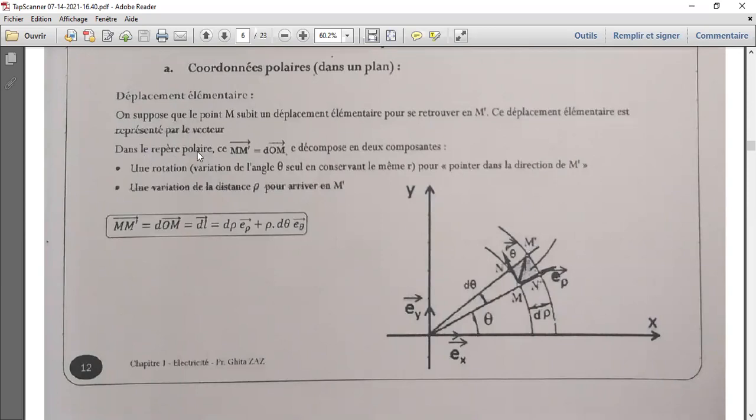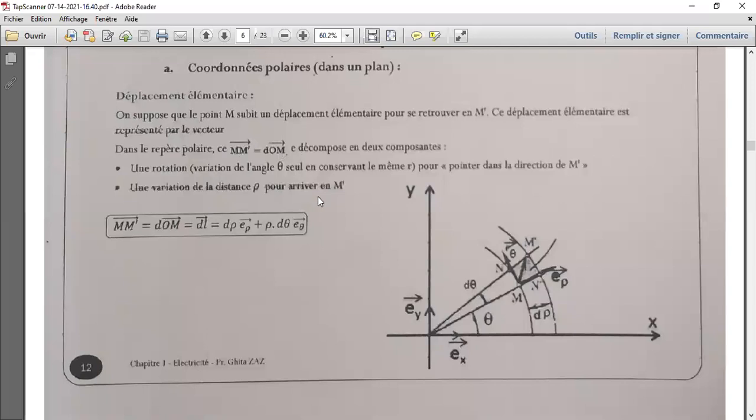Dans le rappel polaire, M prime is equal to déplacement or M, and E decomposé on the component. So here they're just saying that here there's supposed to be M, or so we see here that M prime is just equal to déplacement or M.